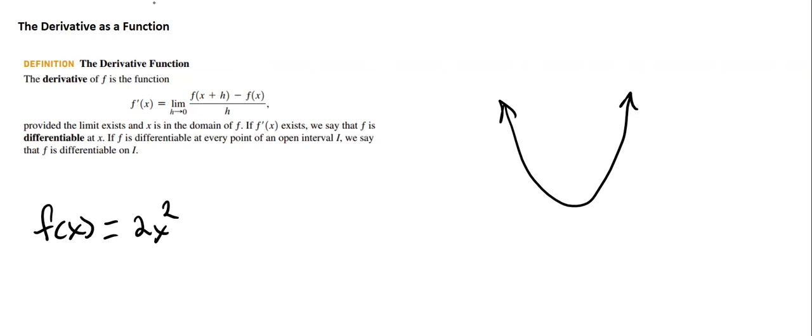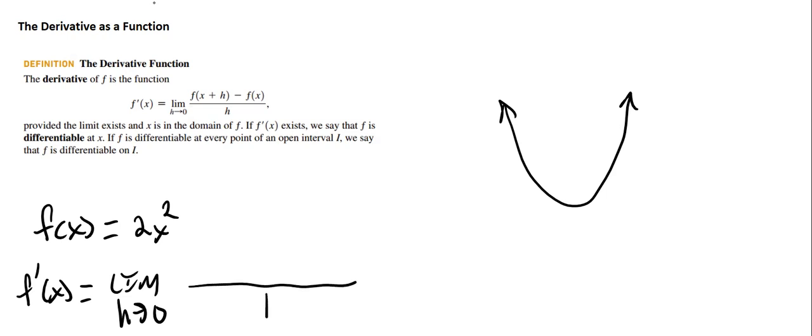I'm going to use this formula. So the derivative of the function f equals the limit as h goes to 0 of f of x plus h minus f of x over h. So I'm going to put in the only thing I have right now, which is the h. I know my f of x, that's 2x squared. I didn't yet figure out what f of x plus h is.